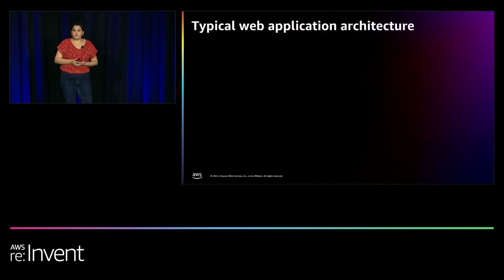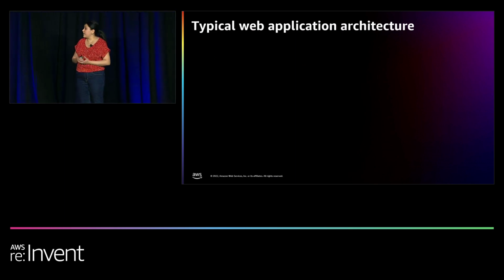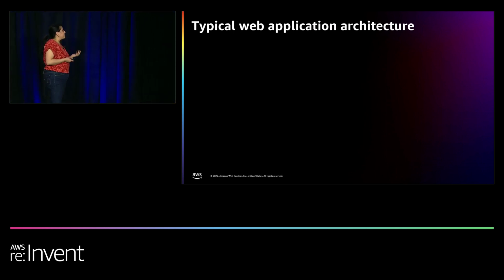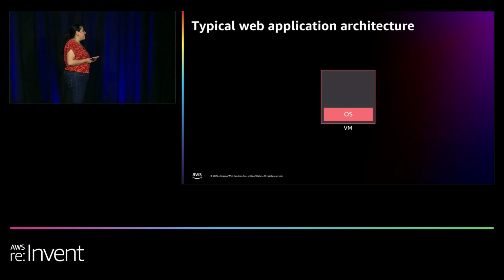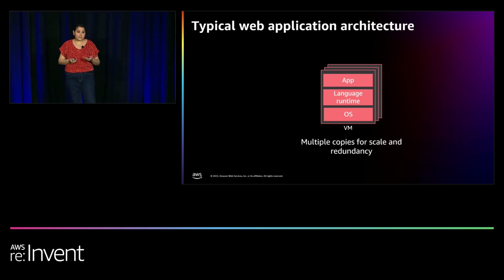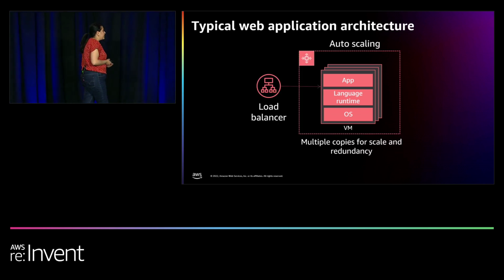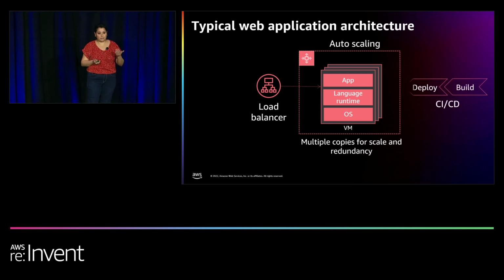All right, so for the product idea evolution, we're going to use this use case of a web application. So this is your standard HTTP server that listens on a socket and responds to HTTP requests, right? And generally, when you think of how you would run such an application, you have a VM, you install an operating system on it, you pick a language of your choice to write the application in, and then the app sits on top of it. And you're probably running multiple copies of this stack for scale and redundancy, so you put a load balancer in front of it, you put an auto-scaling group around it, and you probably have some build deployment pipeline.